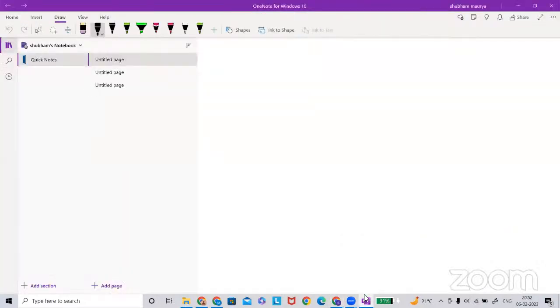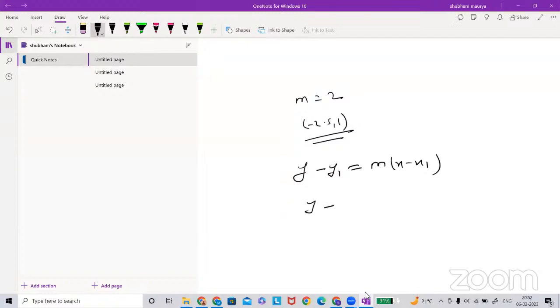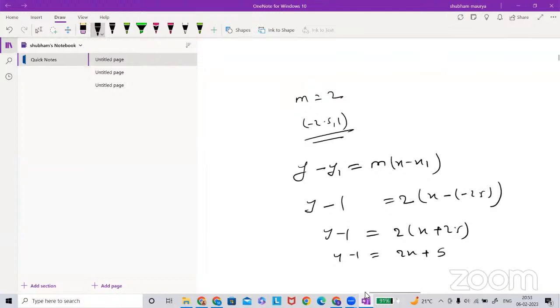Yeah, just using that. See, the slope is given, m equal to 2, and the point is given, minus 2.5 and 1. You know the formula, y minus y1 is equal to slope into x minus x1. So y minus 1 is equal to 2 into x minus minus 2.5, which is 2x plus 5. So y minus 1 is equal to 2x plus 5, and this is y equal to 2x plus 6. Is that clear now? Yes, sir, clear. Thank you, sir.